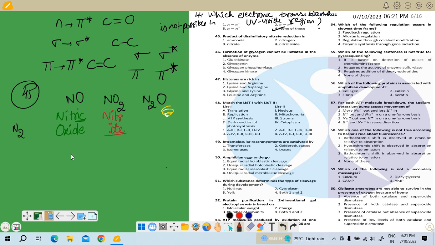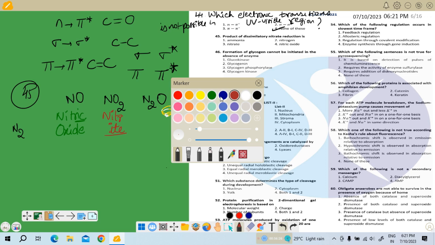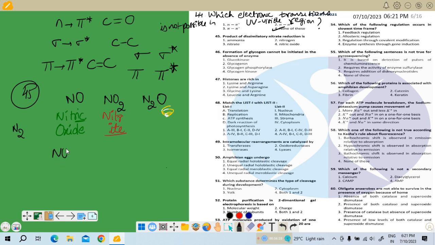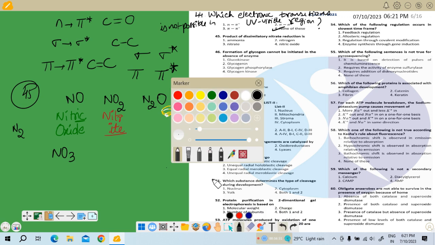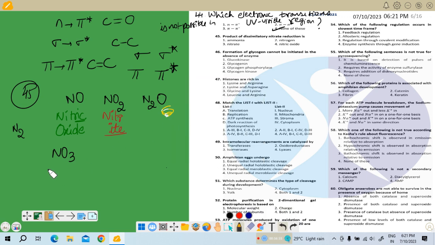Then there is another, NO3. Now NO3 is nitrate. So this is simple: with 2 we have ite, with 3 we have ate. These two are important. Then N2O is nitrous oxide.